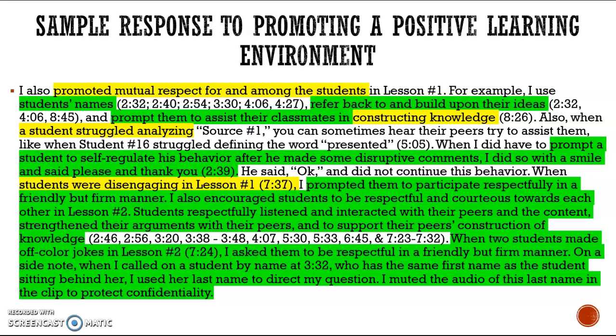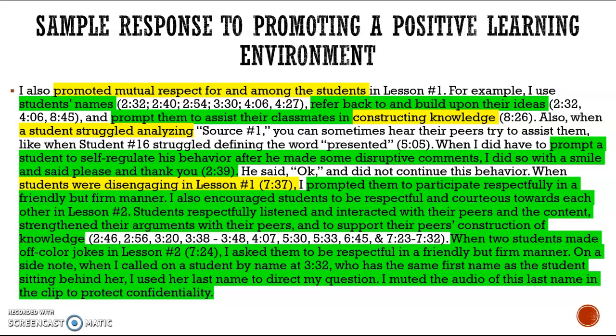Here's a sample response. This is one of 6 or 7 paragraphs within this one question of the Task 2 commentary. But a couple of things I want to point out again. Notice, highlighted in yellow, she uses language that is from the edTPA question itself. I believe this is from question 3. And then she provides in green examples of how she promoted a positive learning environment. For example, something as simple as using student names, referring back, building on their ideas, prompting classmates to help classmates.